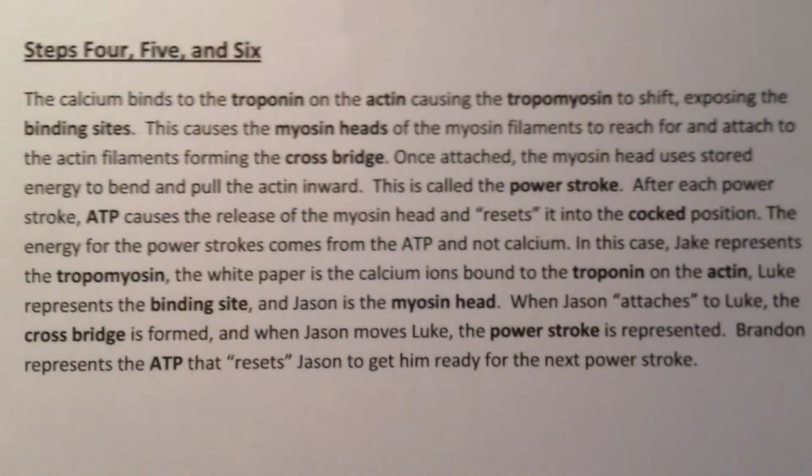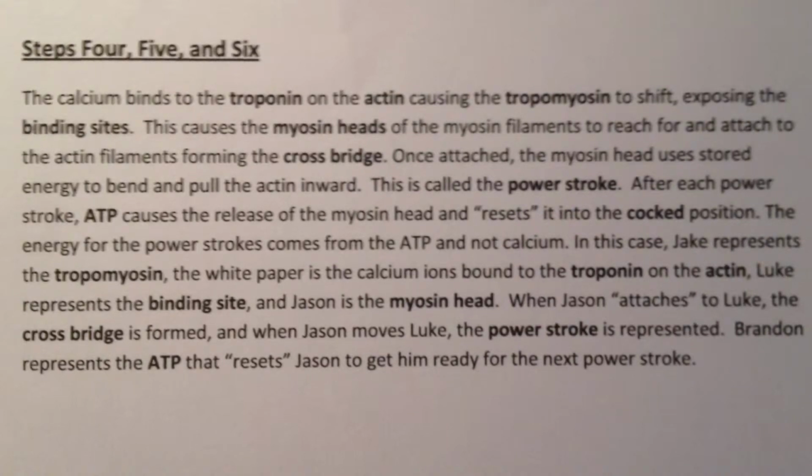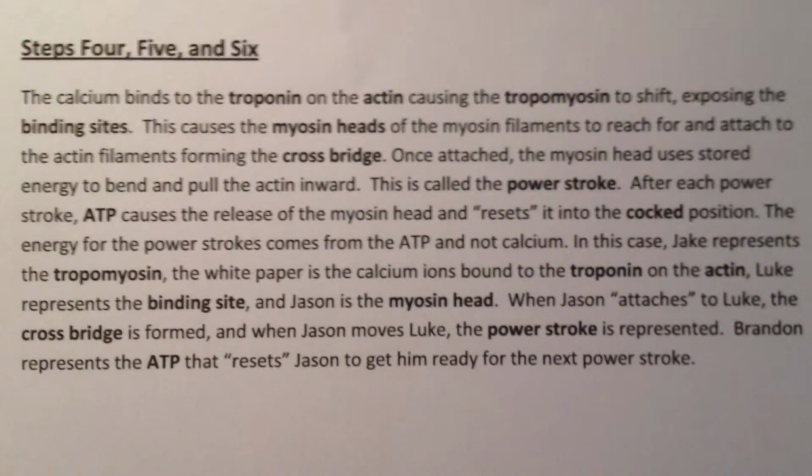In steps 4, 5, and 6, the calcium binds to the troponin on the actin, causing the tropomyosin to shift, exposing the binding sites. This causes the myosin heads of the myosin filaments to reach for and attach to the actin filaments, forming the cross bridge.